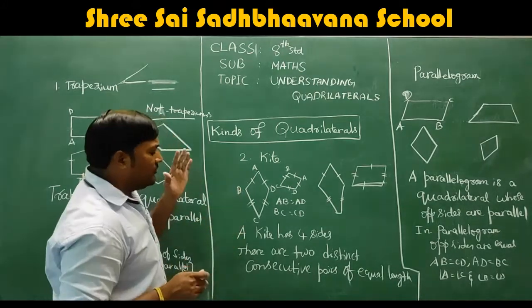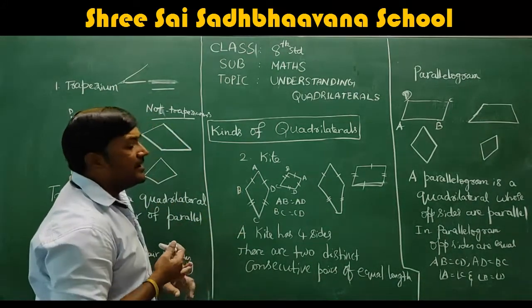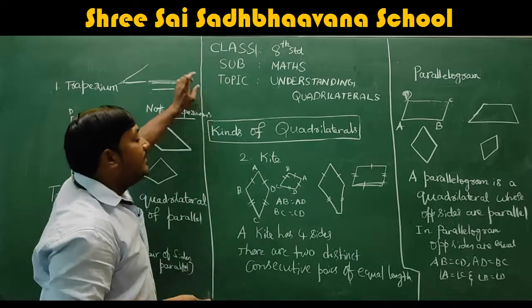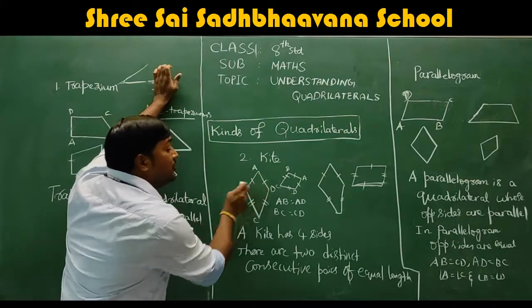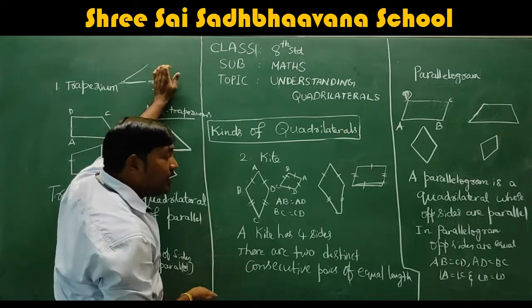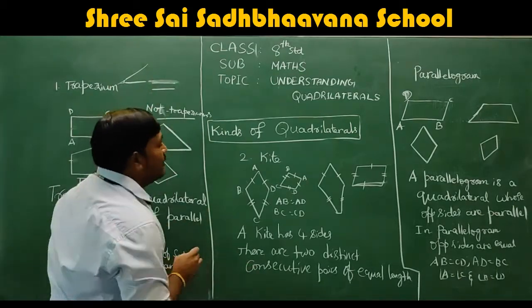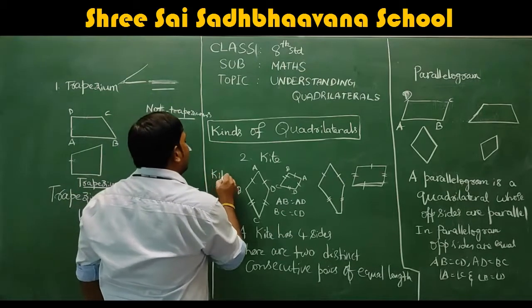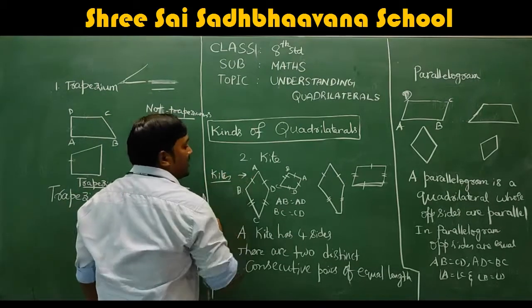So one thing you have to understand: a kite has how many sides? 4 sides, and consecutive pairs should be equal, not opposite sides. Consecutive pairs should be equal, not opposite sides. So these are kites. These two are kites.